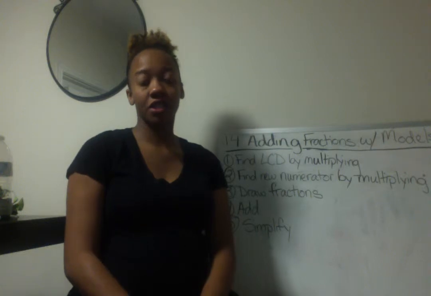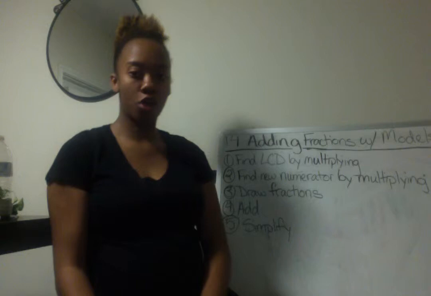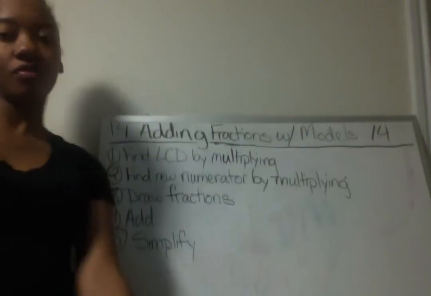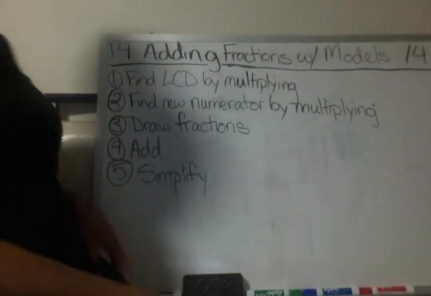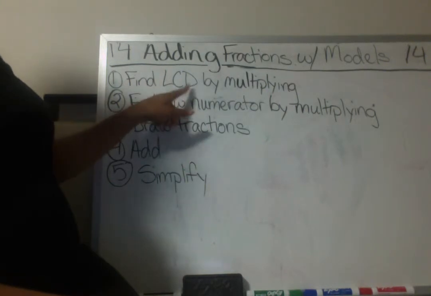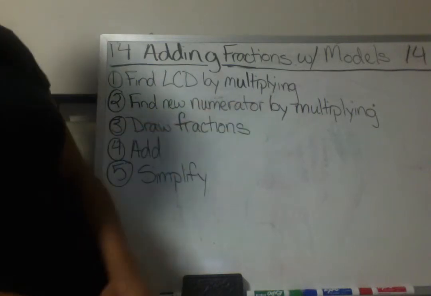Alright, boys and girls, this is topic 14, and this is adding fractions with models. The first thing we'll do is write down the steps, and then we'll get started. So the first thing you want to do is find your least common denominator, which is your LCD, and you do that by multiplying.